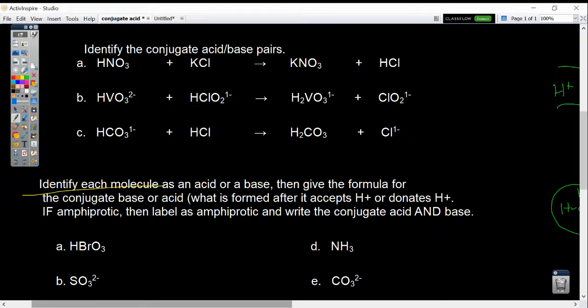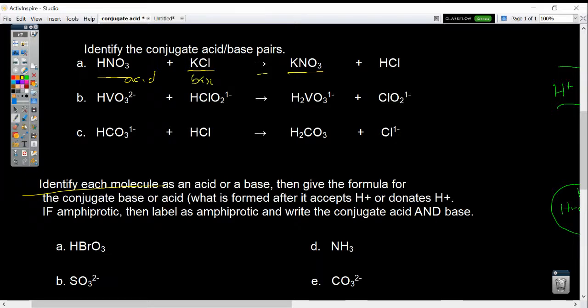They're kind of easy to do. I mean, here's the long, laborious way that a lot of teachers will do. They'll say, hey, if you look at this, you have nitric acid right here, and then you have potassium chloride, and it looks like the nitric acid has donated its H+ because it no longer has it. And so if it donated H+, that's the acid. Chloride has accepted the H+, so that's the base.